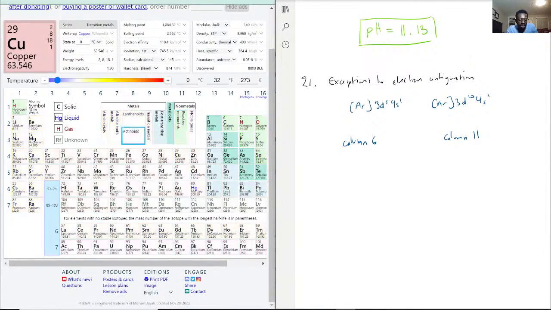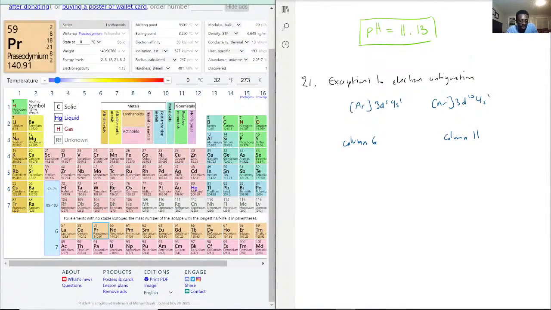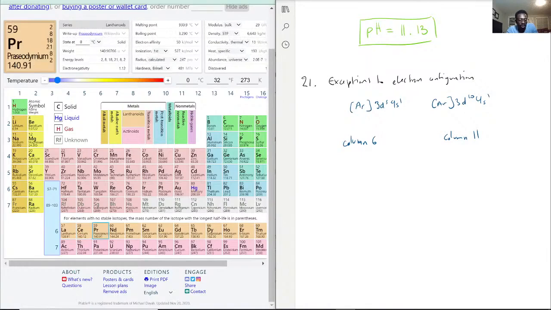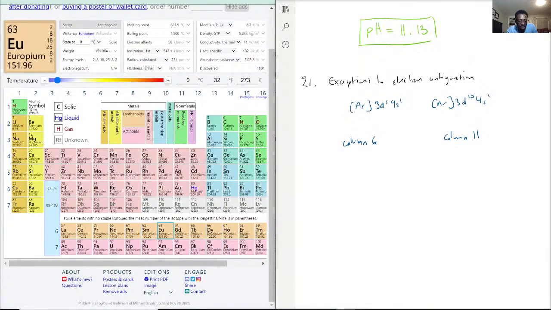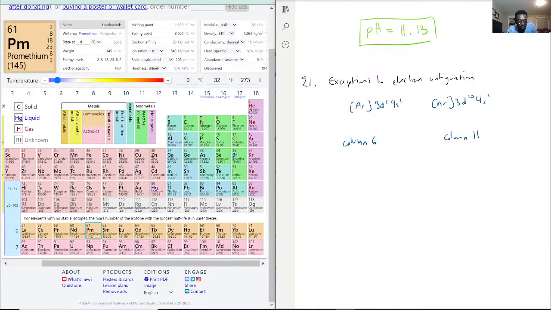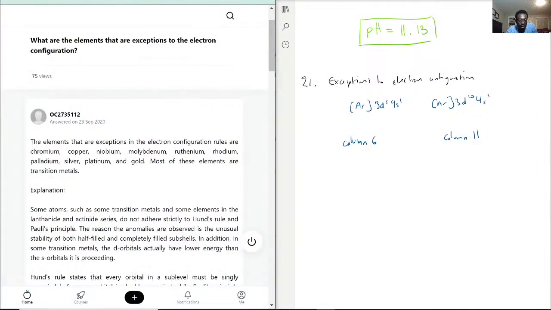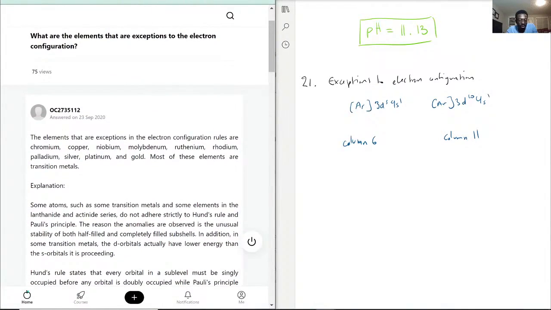If they include the lanthanide series and actinide series, I would assume that it's going to be 1 before 7. So 1, 2, 3, 4, 5, 6, 7. Nope, sorry, I counted wrong. 2, 4, 5, 6, 7. So it'll be like maybe europium and americium, and maybe terbium and nobelium, I'm assuming. But I don't want to say those yet because let's just see what they say. So the elements that are exceptions to the electron configuration rules are 1, 2, 3, 4, 5, 6, 7, 8, 9, and 10. So let's see what they have to say.